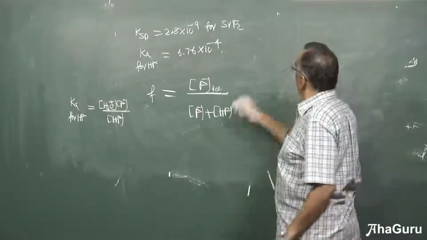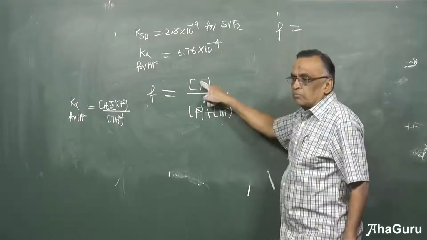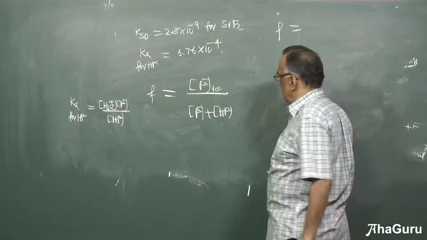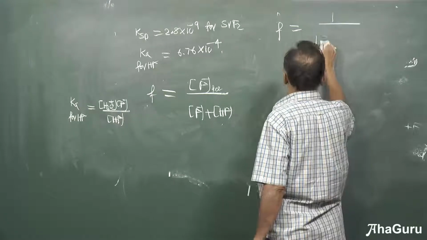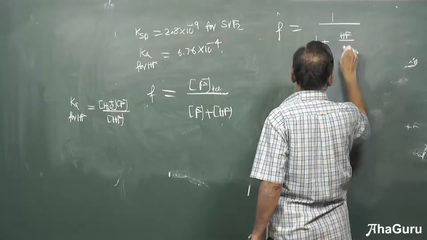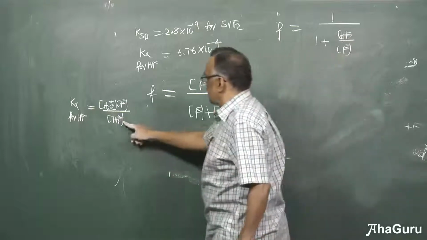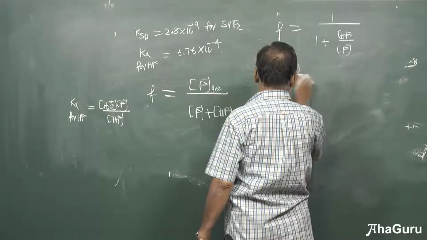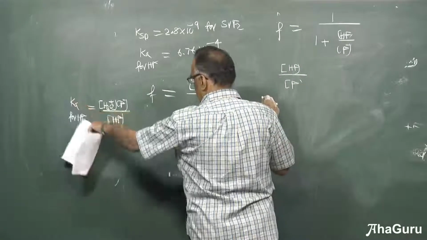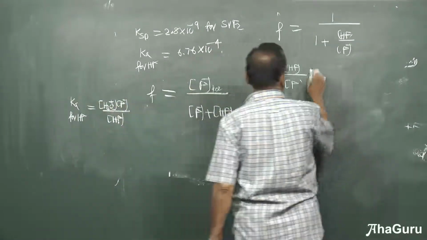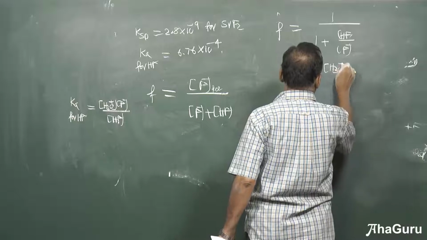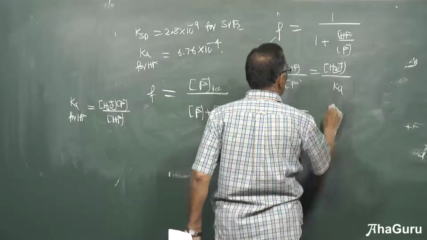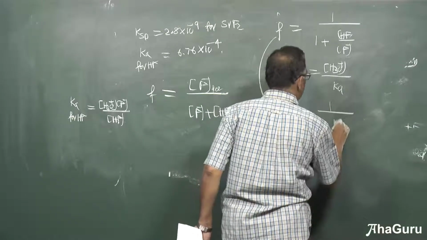So, what is this fraction? Both numerator and denominator divide by F minus. What will you get? 1 by 1 plus HF by F minus. Simplify HF by F minus from here. From this, HF by F minus is what? Bring HF to that side, it is H3O plus by Ka. Substitute that H3O plus by Ka here and rewrite it. Therefore, this becomes what? F is equal to 1 by 1 plus H3O plus by Ka.